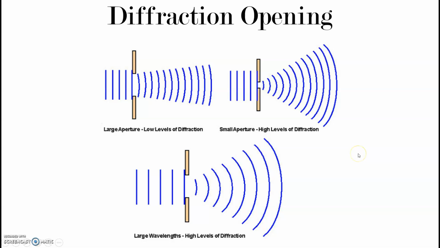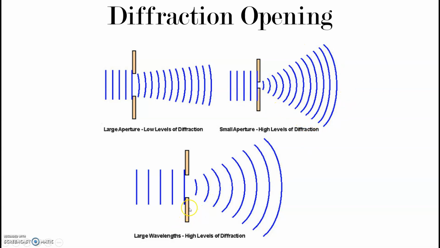Here are some different openings that we talked about: a large opening and a small opening. If there is a large aperture, notice how there's not much diffraction. There's not much change in where the waves are going. But over here we have a very small hole, a small aperture, and notice how there is a huge ripple effect, a huge pattern that spreads out.